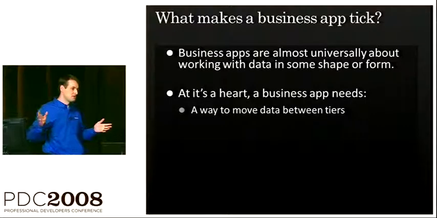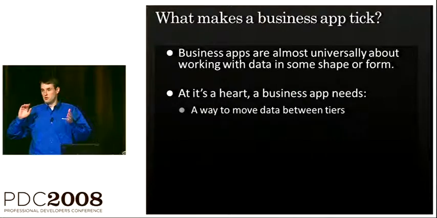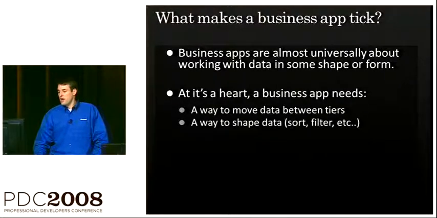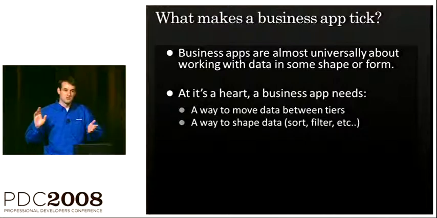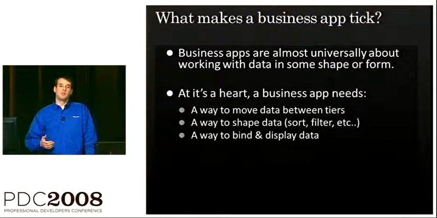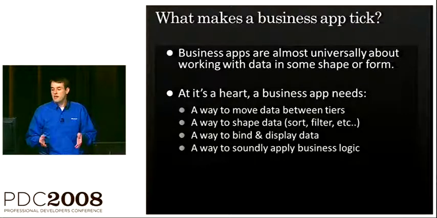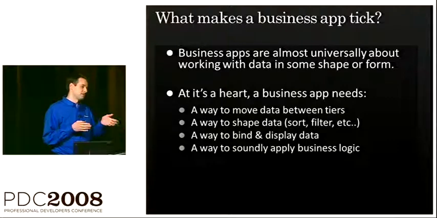You're going to have at least 3 tiers in the Silverlight application between your database, your mid-tier, and your client. You need something to move the data along that path. You need a way to shape the data as it moves along in terms of sorting, filtering, that kind of stuff. You need a way to bind and display the data in the UI. And then finally, you need a way to soundly apply business logic to that data.